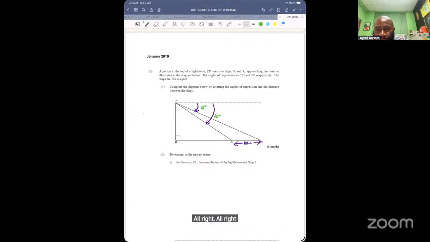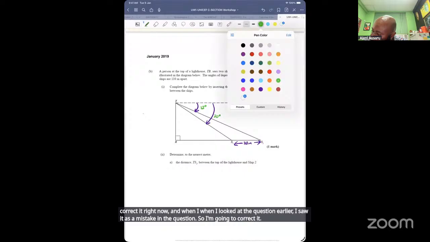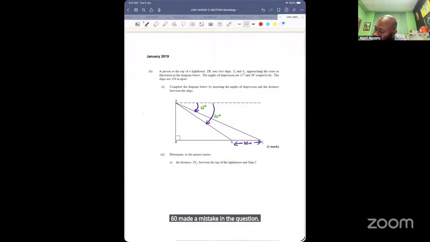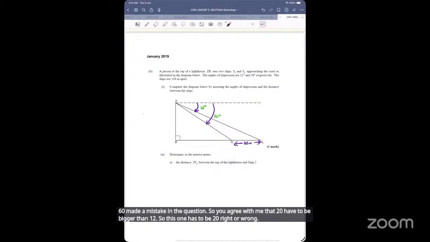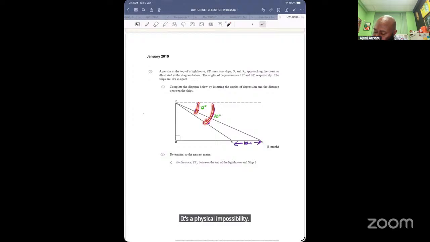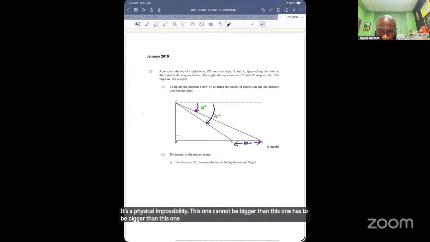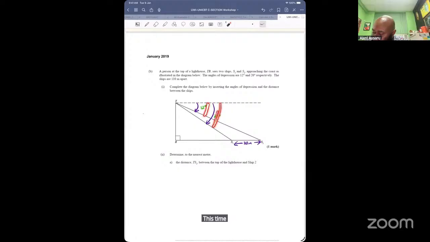There's an error in the question, guys. CXC made a mistake in the question. I'm going to correct it right now. When I looked at the question earlier, I saw there's a mistake. So you agree with me that 20 has to be bigger than 12. So this one has to be 20, right or wrong? It's a physical impossibility. This one cannot be bigger than this one. This can't be 20 and this be 12. That doesn't make sense, right?